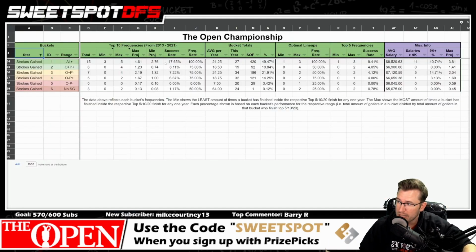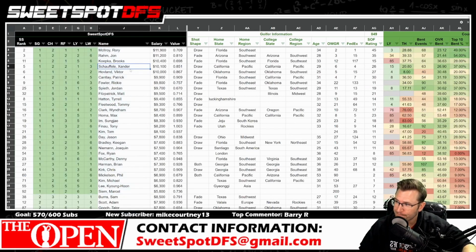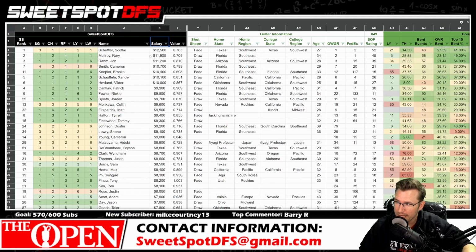So when we talk about strokes gain ones, we've seen 3 inside the top 10 every single year. I'm projecting 2 to 5. Well, there you go. There's the 3. We've seen at least 1 in the optimal lineup every year, 1 in the top 5. We've seen up to 3. So starting here seems pretty easy.